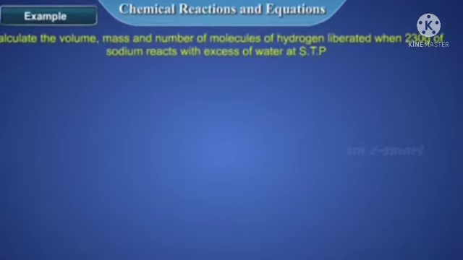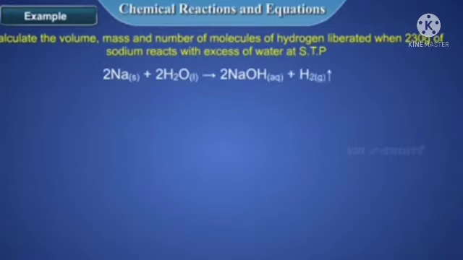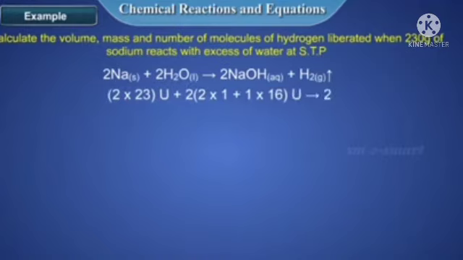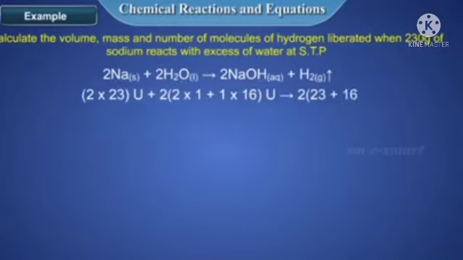Calculate the volume, mass and number of molecules of hydrogen liberated when 230 grams of sodium reacts with excess of water at STP. Here STP means standard temperature and pressure. Sodium 2 moles plus 2 moles of water molecule gives rise to 2 moles of sodium hydroxide plus hydrogen gas is liberated. Here sodium atomic mass 23 units and hydrogen 1, and oxygen we know that is 16.